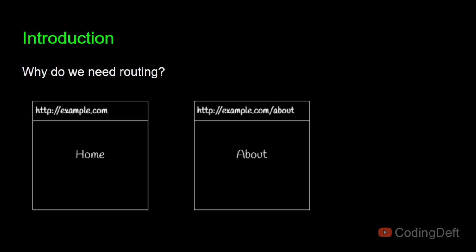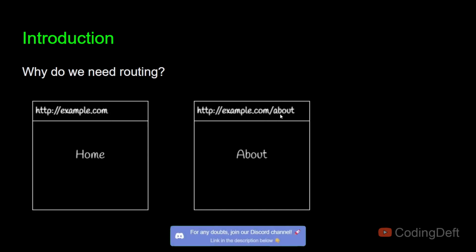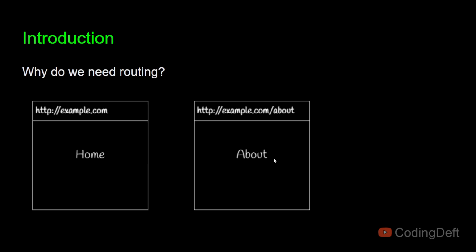Consider this example where we have two different paths like example.com, this is the home page, and slash about, this is the about page. React by default out of the box does not support routing. It is a single page application. You can have only example.com. If you want to have about.com, you will have to go for routing, and the React Router is the preferred routing mechanism in React.